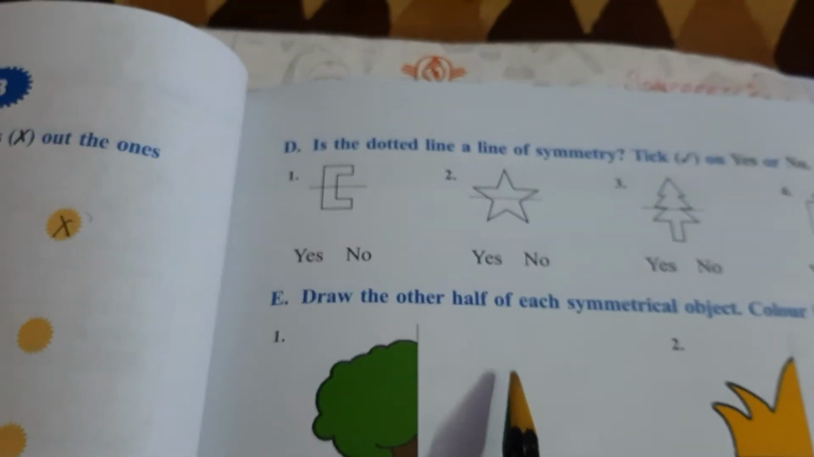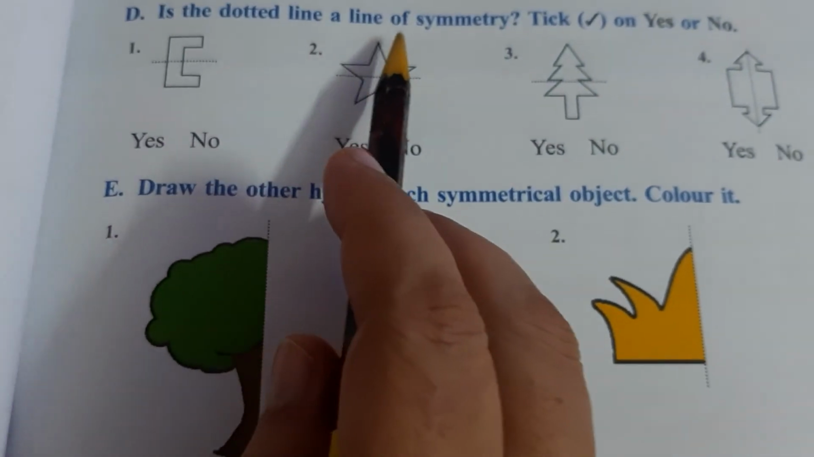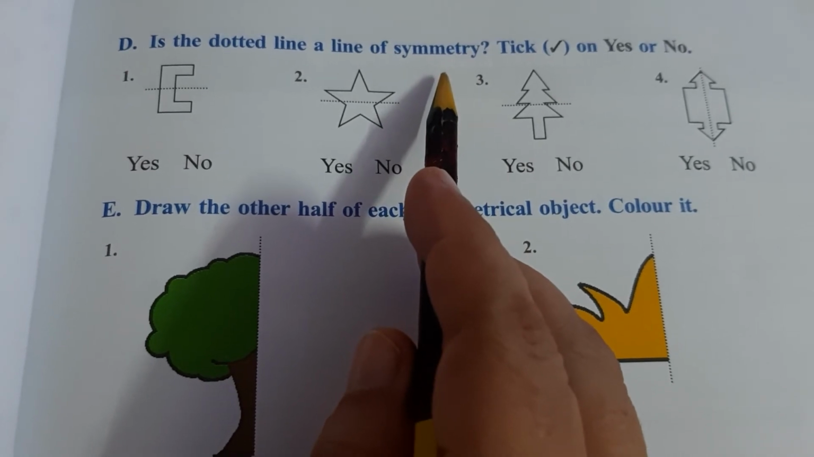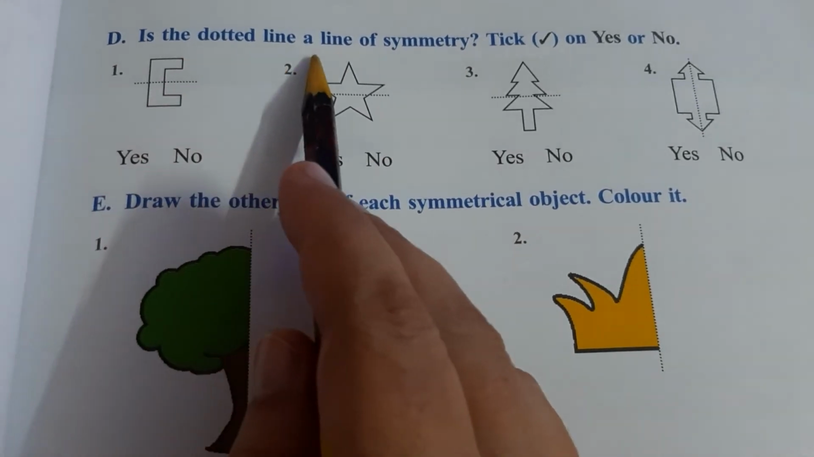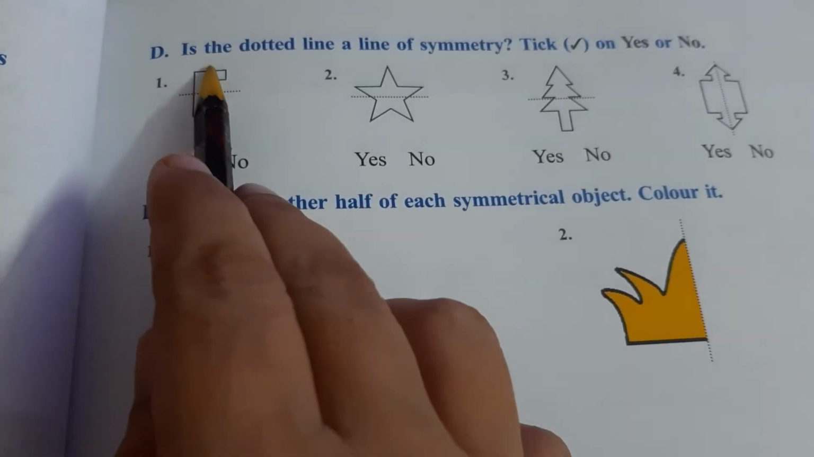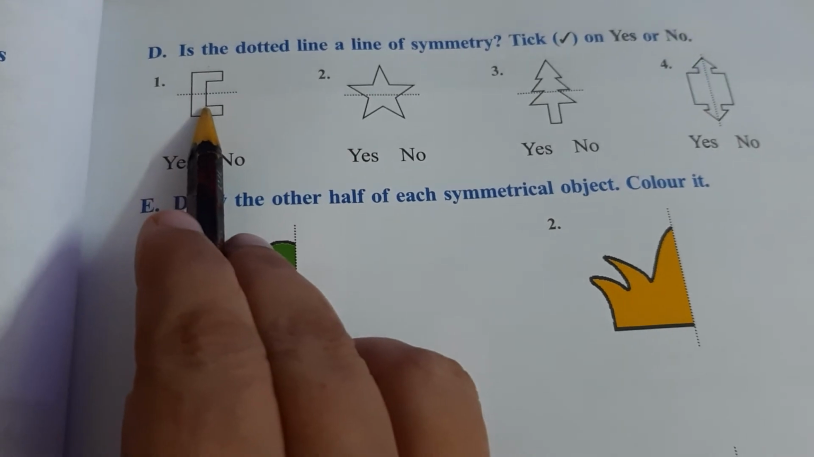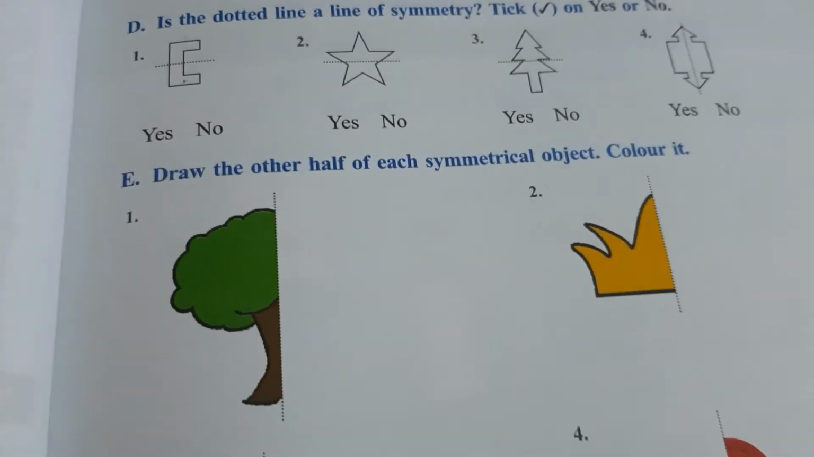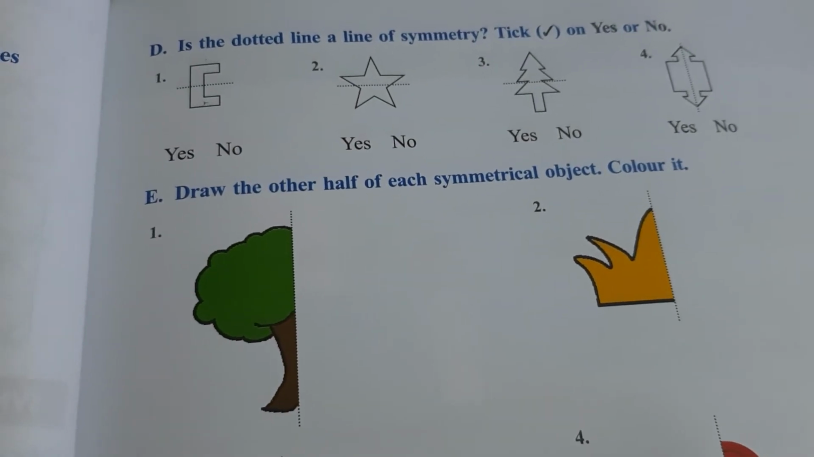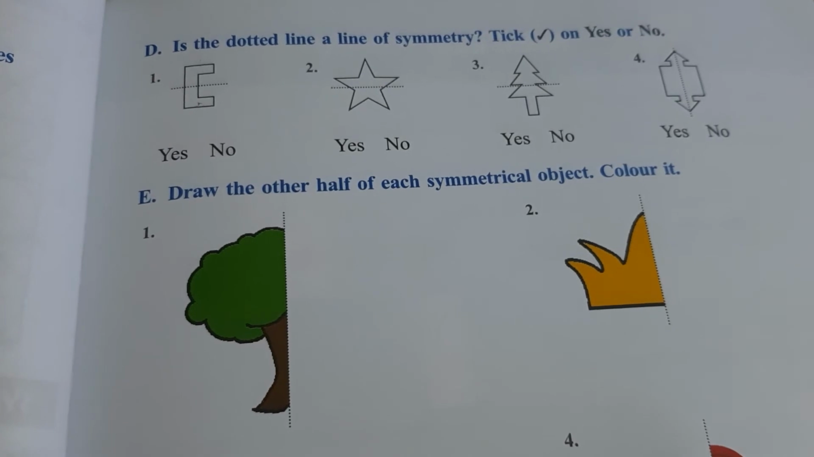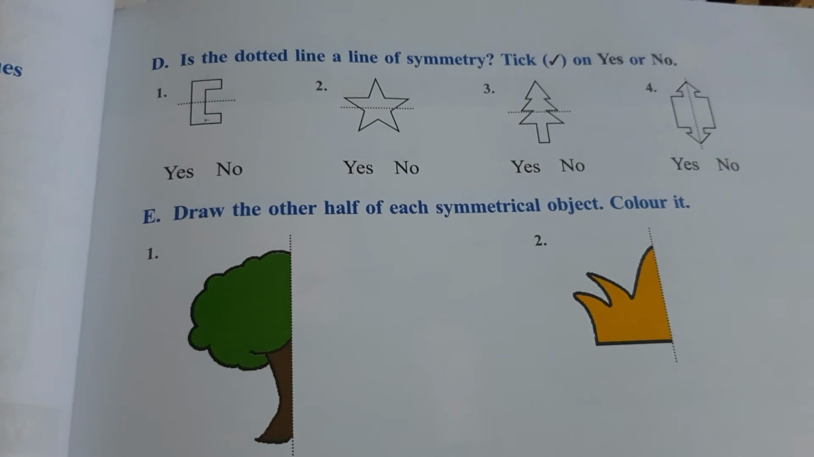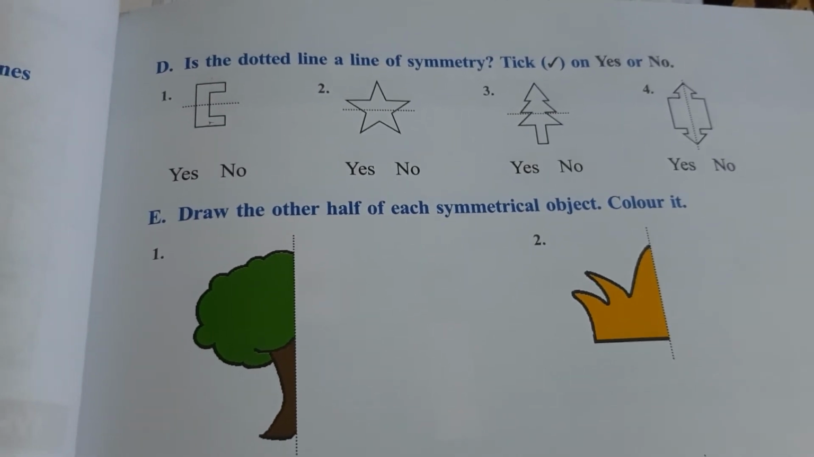Similarly on this page, is the dotted line a line of symmetry? So how will you check? You will check whether both these parts are the same. If they are the same, then this dotted line is the line of symmetry. If they are not the same, like in this example, then this line is not a line of symmetry.